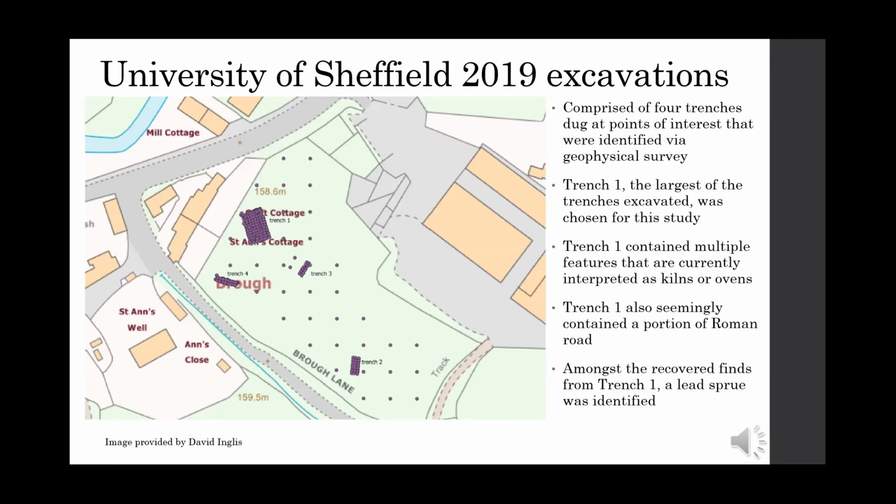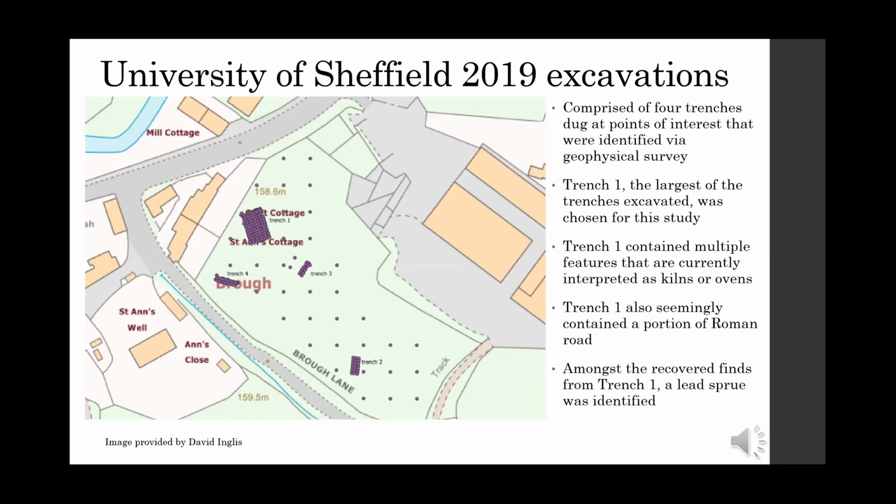Trench 1, the largest of the trenches that were excavated, was chosen to be studied further in my research. That was because Trench 1 contained multiple features. They are currently interpreted as either kilns or ovens. However, they were the most likely features to be associated with lead working. Trench 1 being the largest trench also gave us the highest volume of samples to analyse, and therefore gave us a broader picture of what was occurring in the wider region than any other trench would have.